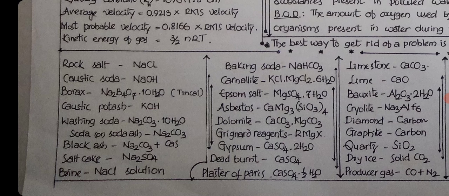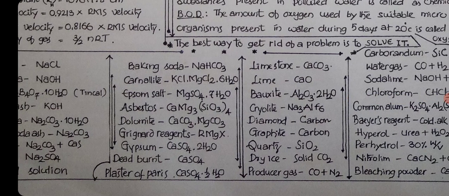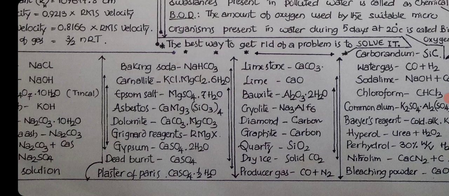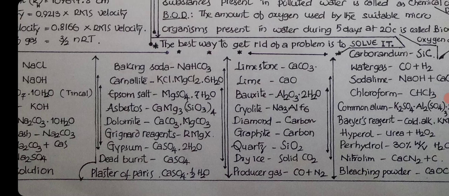Black ash: Na2CO3·CaS. Salt cake: Na2SO4. Brine: sodium chloride solution. Baking soda: NaHCO3. Carnallite: KCl·MgCl2·6H2O. Epsom salt: MgSO4·7H2O. Asbestos: CaMg3(SiO3)4. Dolomite: calcium carbonate and magnesium carbonate. Grignard reagent: RMgX. Gypsum: calcium sulfate dihydrate, CaSO4·2H2O. Dead burnt gypsum: CaSO4. Plaster of Paris: CaSO4·½H2O.